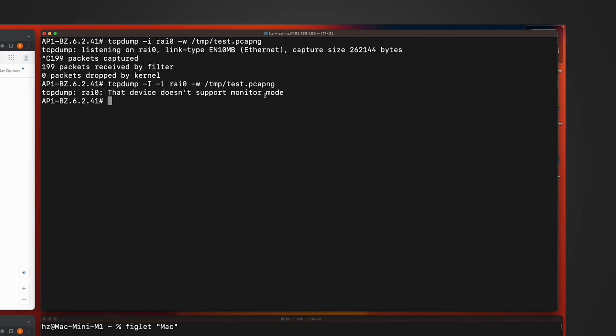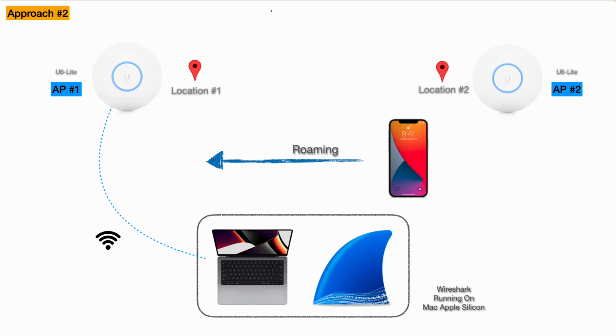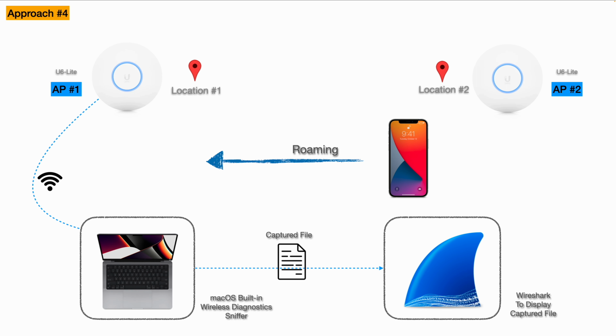This is disappointing because that's the native UniFi AP way, and I do want it to work. Remember, in approach 2, we used the latest Apple hardware and software. It failed without any error. It just simply didn't capture anything. This time, let's use the exact same hardware and software, but try to capture the packets differently.